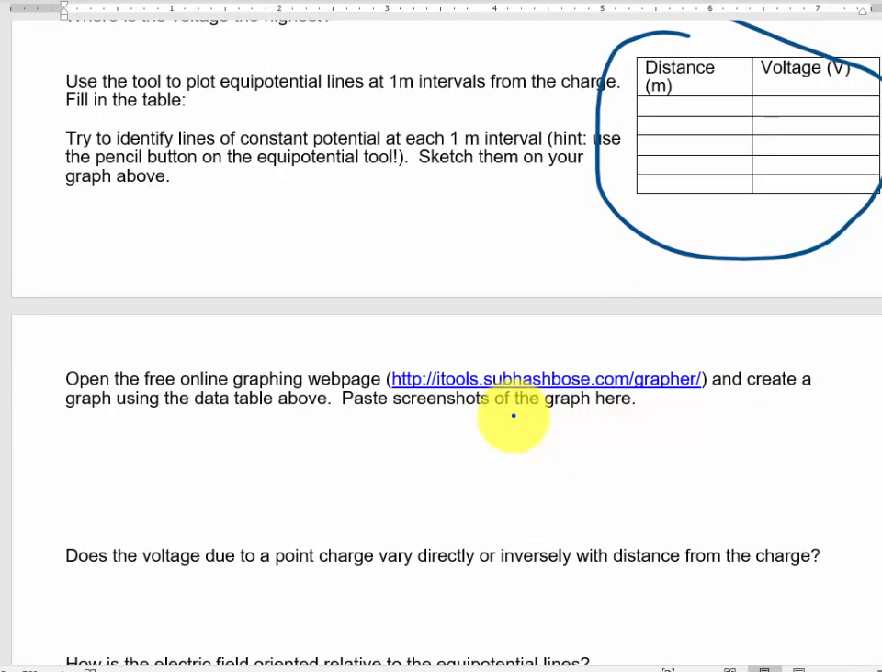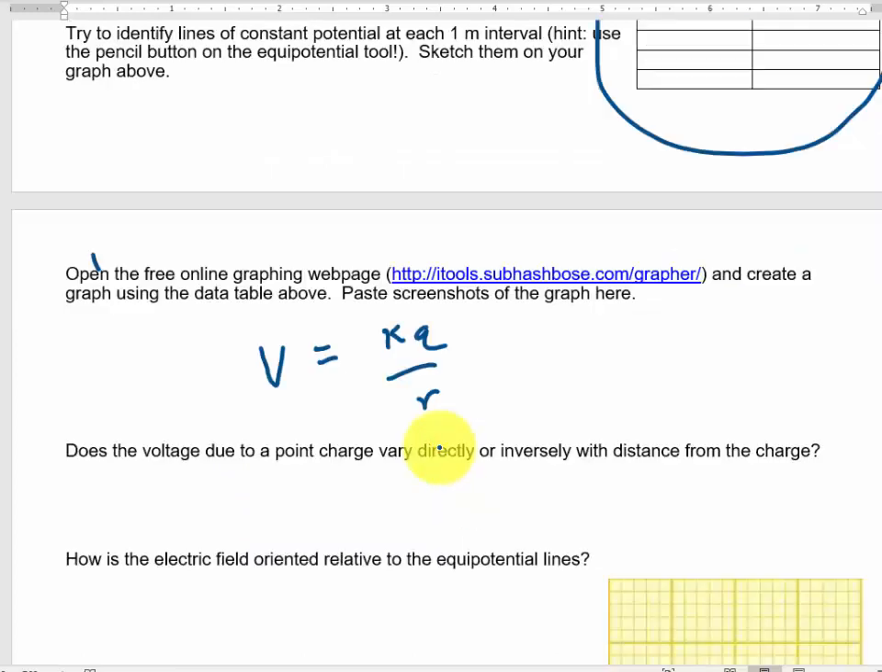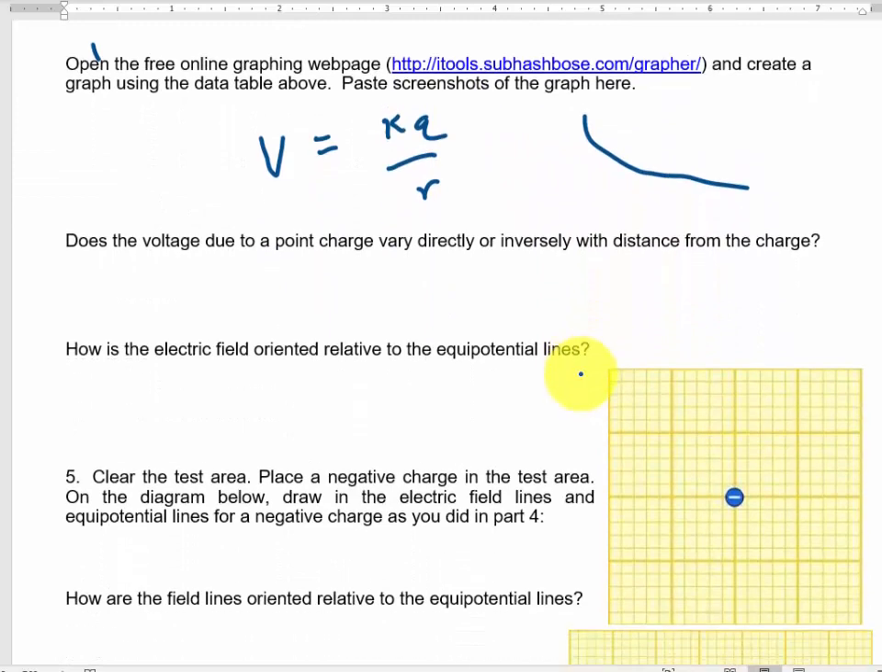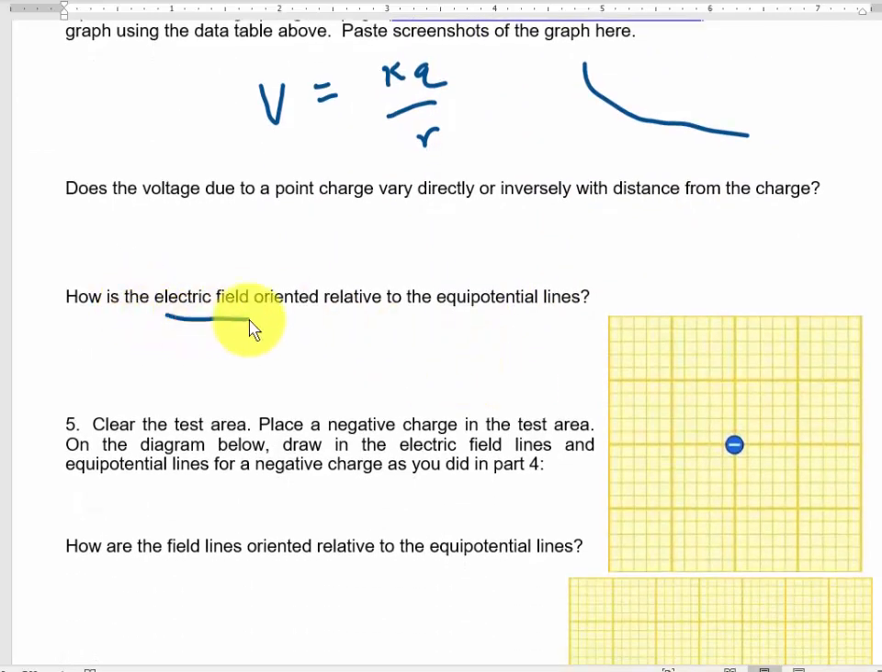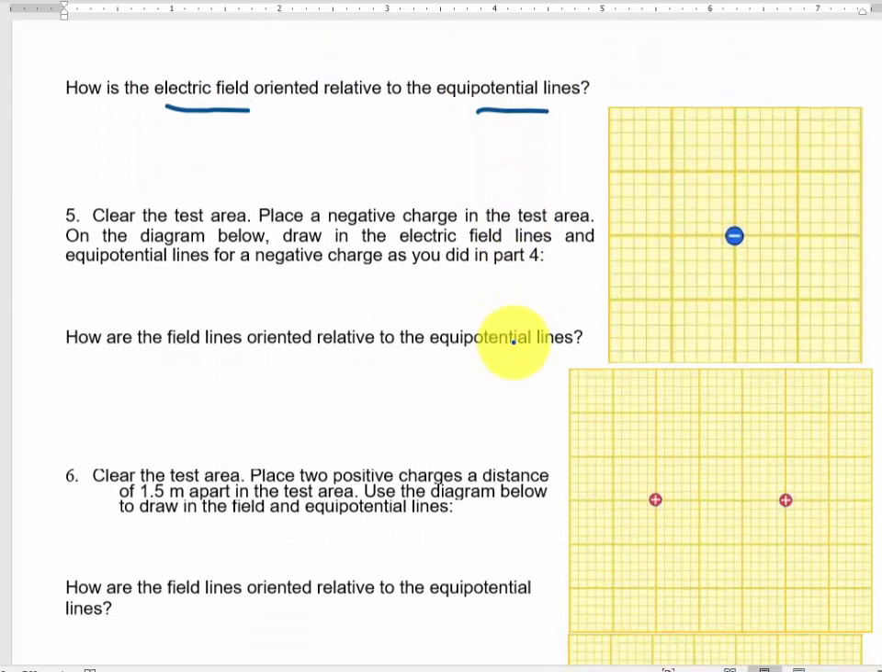And what do we expect? Well, we expect the voltage to die off like 1 over r. So we can say V should be equal to K times Q divided by R. Your graph should correspondingly show that. It should show something that dies off like 1 over r, or an inverse relationship, if you will. Please do note the electric field is always going to be perpendicular to lines of constant potential.